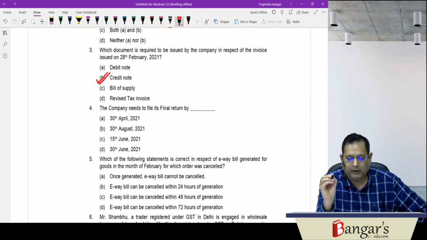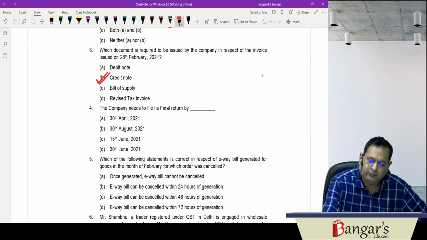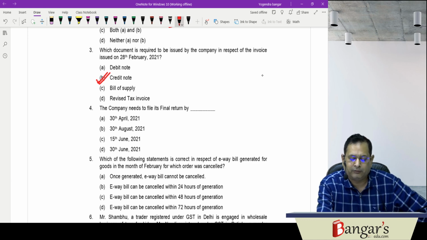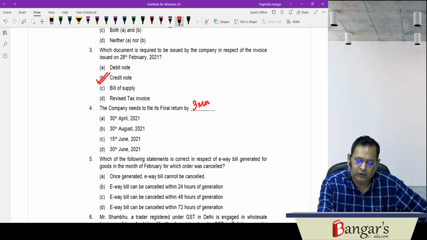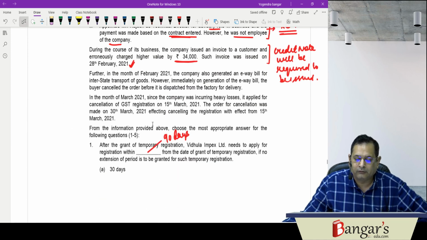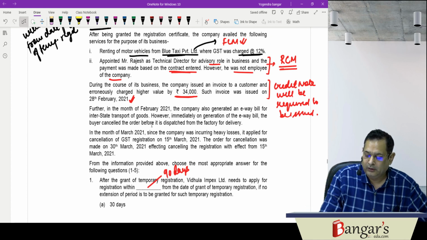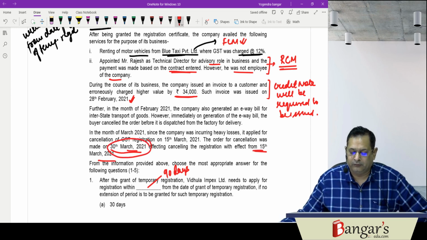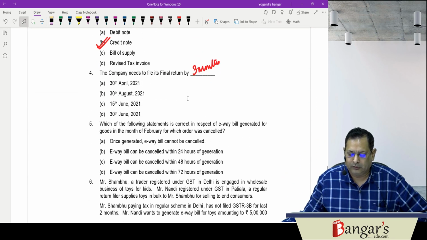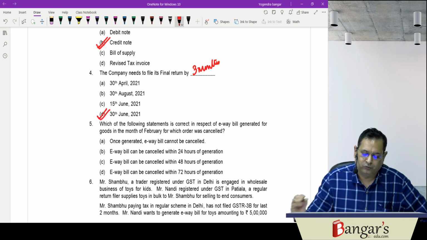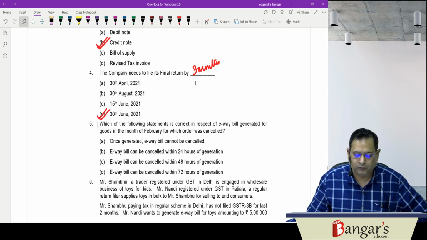Then the company needs to file the final return within 3 months from the date of order of cancellation or the date of cancellation, whichever period expires later. The order of cancellation was made on 30th of March and the effective date of cancellation is 15th of March. So from 30th of March, we have to count 3 months: April, May and June. Answer will be 30th of June 21.